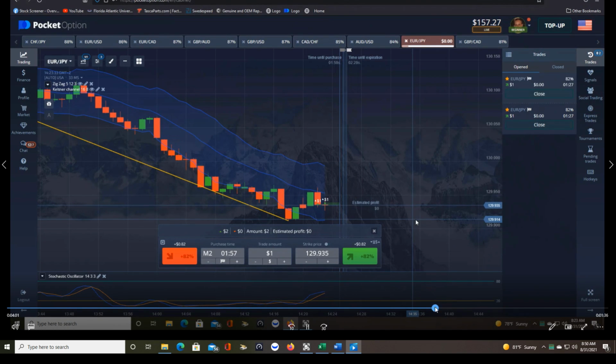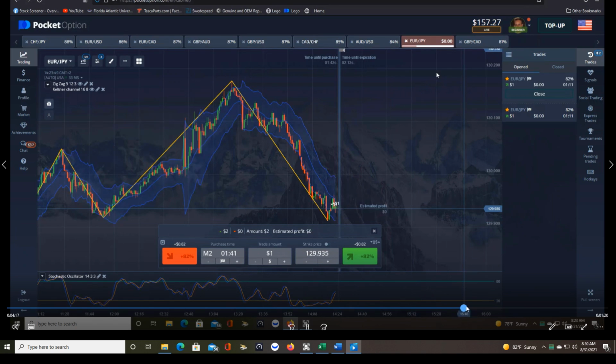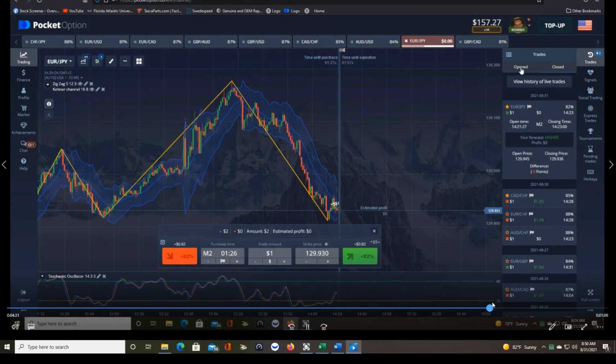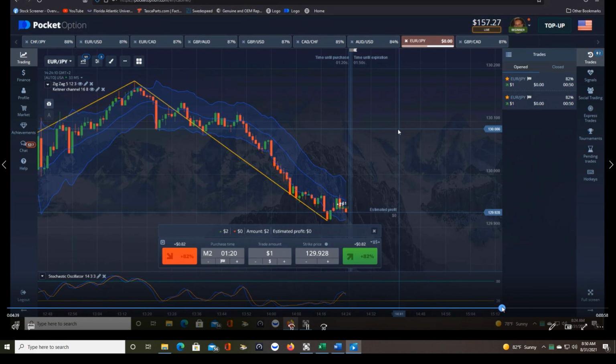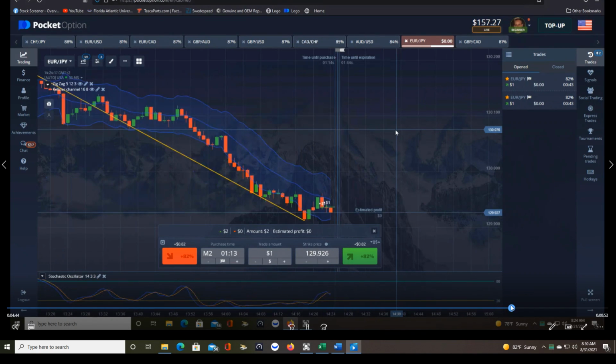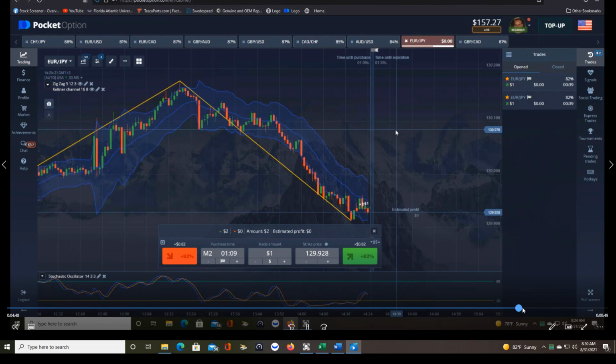So we're at the same price right now. It's kind of oscillating between red and green, and now you can see the price is going down. And we bet that it would go up here.